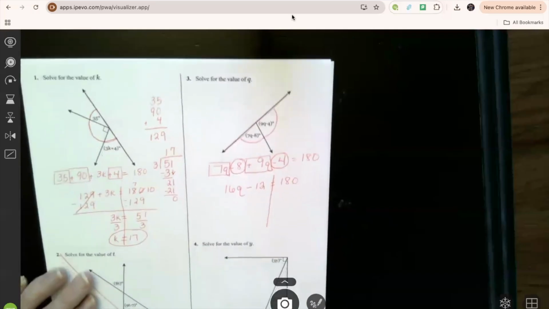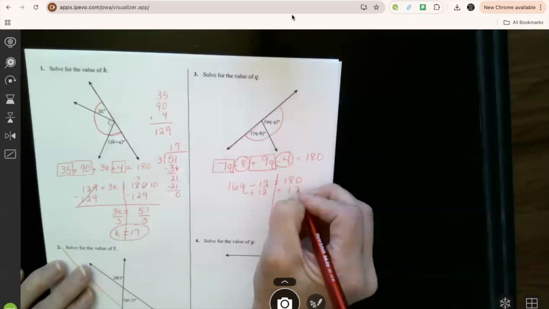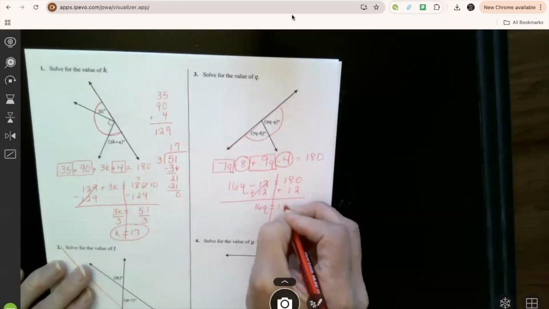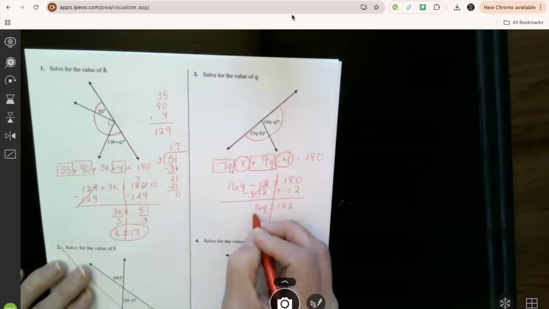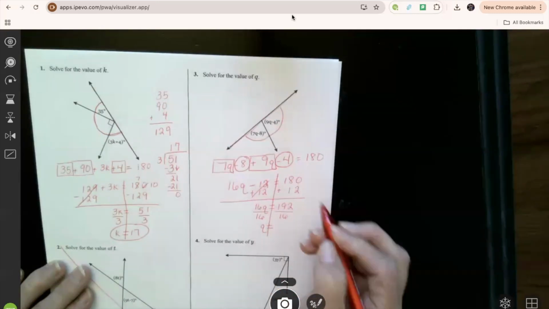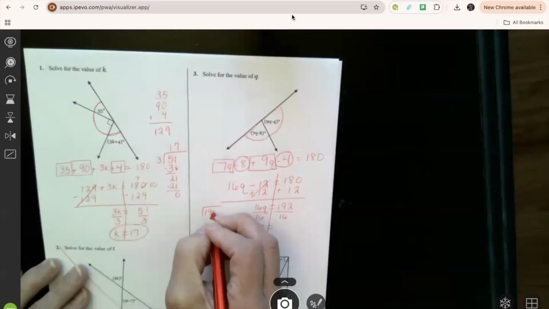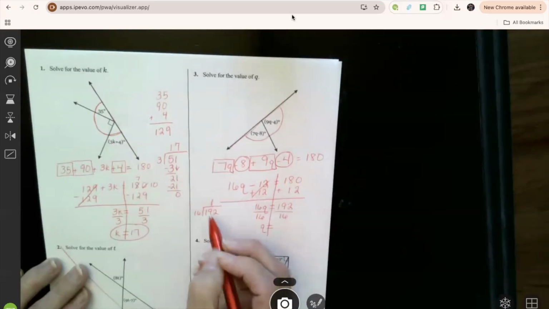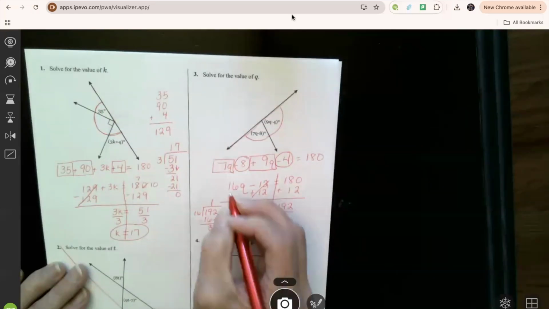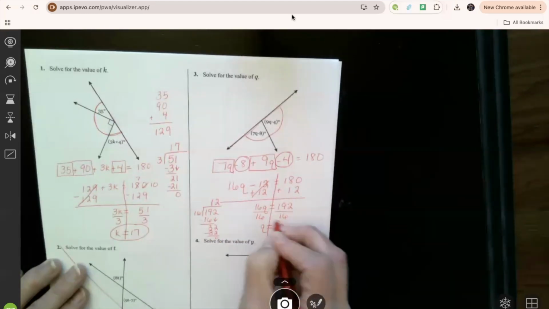First I'm going to combine my like terms. I have 7Q and 9Q, which give me 16Q. I have negative 8 and negative 4, which give me negative 12, and that equals 180. So now I can solve to find the value of Q. I'm going to add 12 to both sides, and I get 16Q equals 192. Now I'm going to divide both sides by 16. So now I have Q equals, and I don't know what 192 divided by 16 is, so I'm going to come over here and use long division. 16 goes into 19 one time. 1 times 16 is 16. Subtract and I get 3. Bring down the 2. 16 goes into 32 twice. So the value of Q is 12.